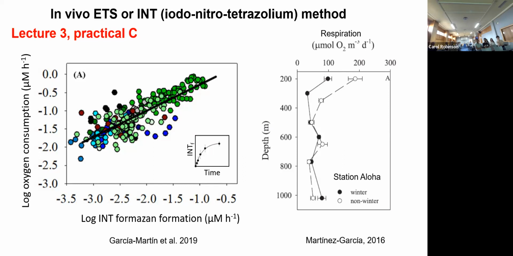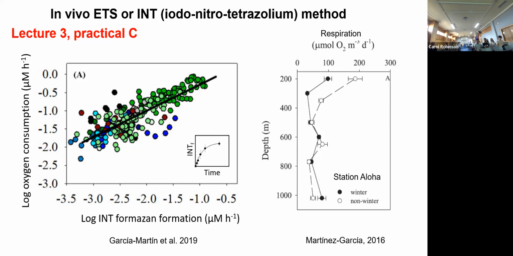Instead of killing the cells and measuring the potential enzyme activity, as in the ETS technique, the plankton cells were incubated and the production of formazan from the reduction of INT is measured. However, this also requires an empirical relationship to convert formazan production to oxygen consumption, with all the limitations that involves.